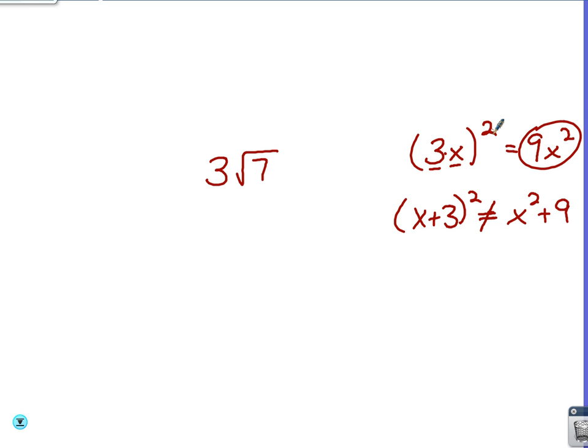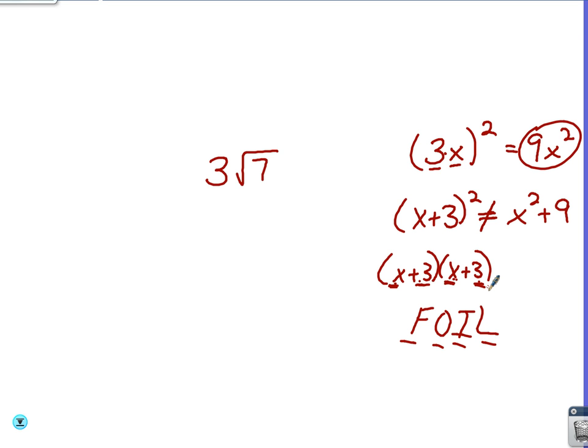How do I square x plus 3? Remember this? You pull it out. You have to pull it out. To square x plus 3, you've got to do x times x, x times 3, 3 times x, 3 times 3. Multiply each of these times each of these. There's 4 different things to multiply. You multiply the first, x times x. Multiply the outside, x times 3. Multiply the inside, 3 times x. Multiply the last, 3 times 3. That's when you have a plus or minus sign.